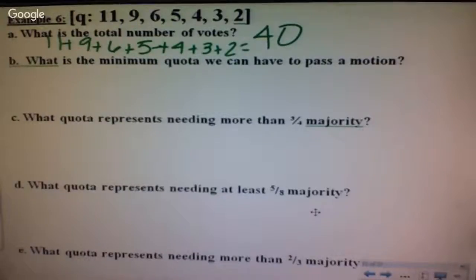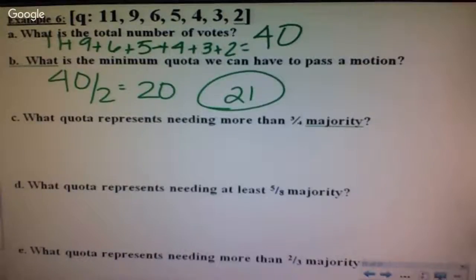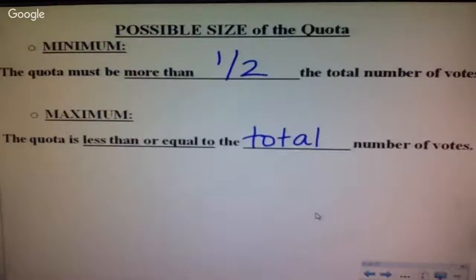What's the minimum quota we can have to pass a motion? Somebody said 21. 40 divided by 2 gives us 20. It has to be more than half, so it has to be 21. Go back to your definition. Minimum says must be more than half of your total votes. So half of your total votes is 20. More than that is 21.